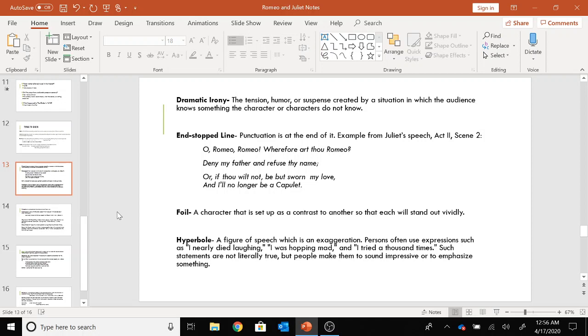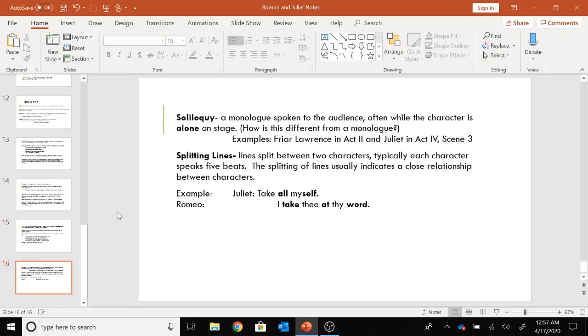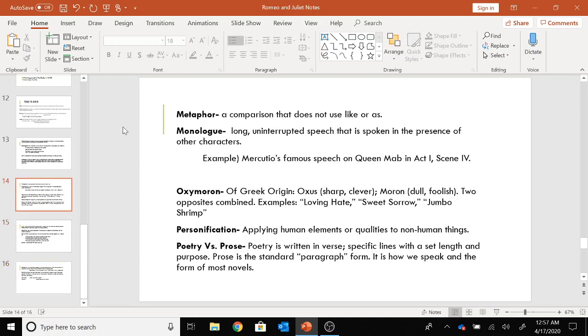Dramatic irony, you've heard it several times. It's probably going to be on the test. Foil, something like that, right? A monologue, and I'm coming back to that slide, but a monologue and a soliloquy. Be able to identify the difference between the two. They may be similar, but it doesn't necessarily mean they're the same thing, right? A simile and a metaphor. Know the difference between the two.